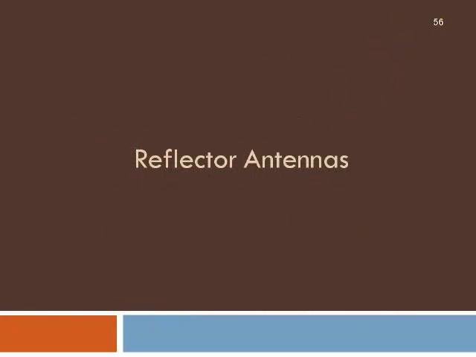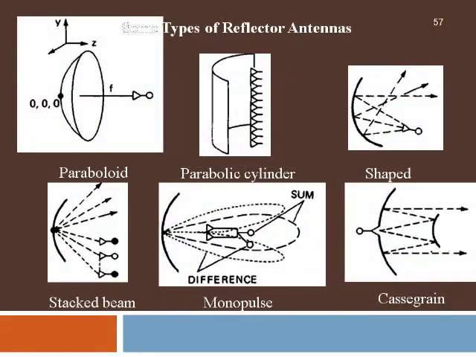Let us see what the plus and minus points of the reflector antennas used in radars are. The different types of reflector antennas used are shown here. The types are paraboloid antenna, parabolic cylinder, the shaped parabolic antenna, and a stacked beam antenna wherein different feeds are stacked before the parabolic reflector to have different beam directions.